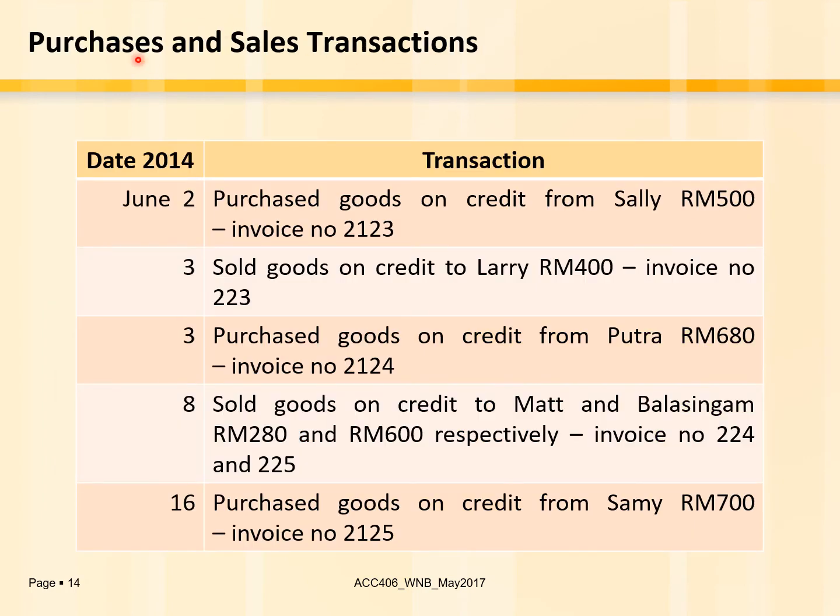These are untuk account for the purchase and sales transaction. Purchase goods on credit from Sally. So, kita akan masuk dekat Purchases Journal. Sold goods on credit to Larry, 400. Masuk dekat Sales Journal. Purchase goods on credit from Putra, Purchases Journal. Sold goods on credit to Matt and Balasingham, Sales Journal. Purchase goods on credit from Sami, 700, Purchases Journal.